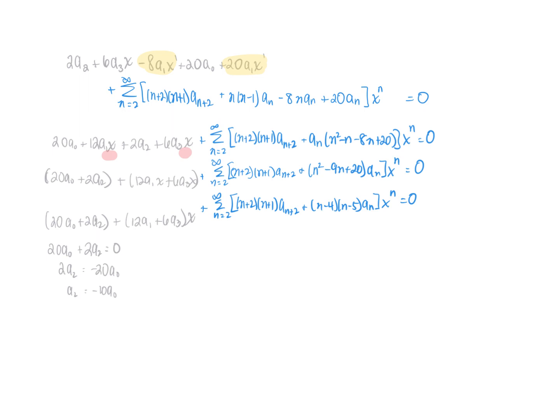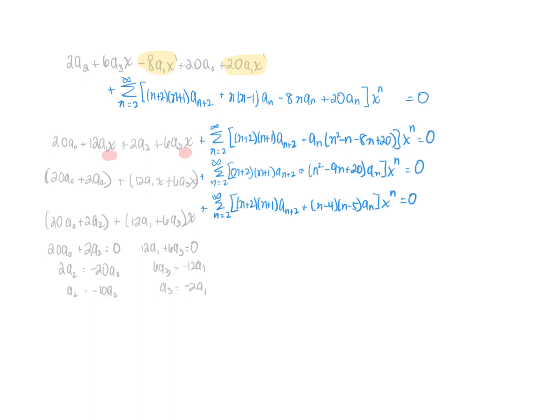We also then have to equate the x's on the left and on the right. Well, on the right we don't have any, so we have 12a1 plus 6a3 has to also equal 0, or 6a3 equals negative 12a1, and a3 then is negative 2a1. These already sound like much happier numbers.